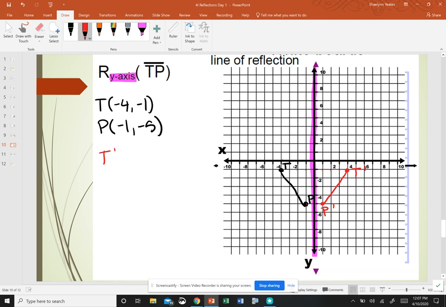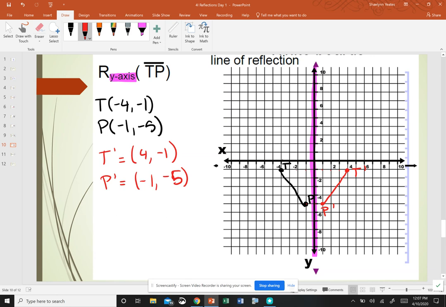So now T prime is at the point 4, -1, and P prime is at the point -1, -5. Because it's still 5 below 0.